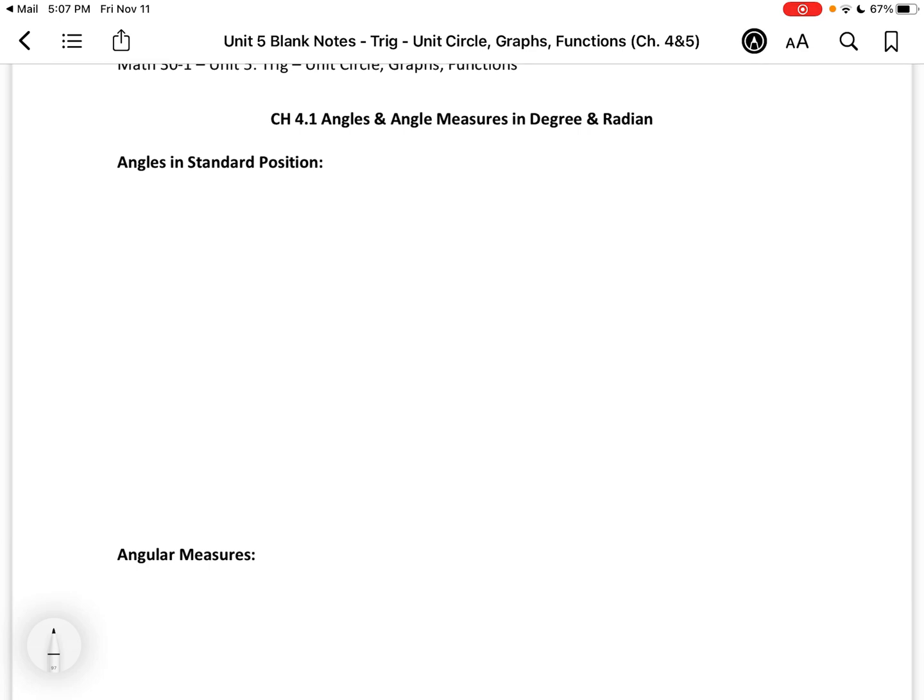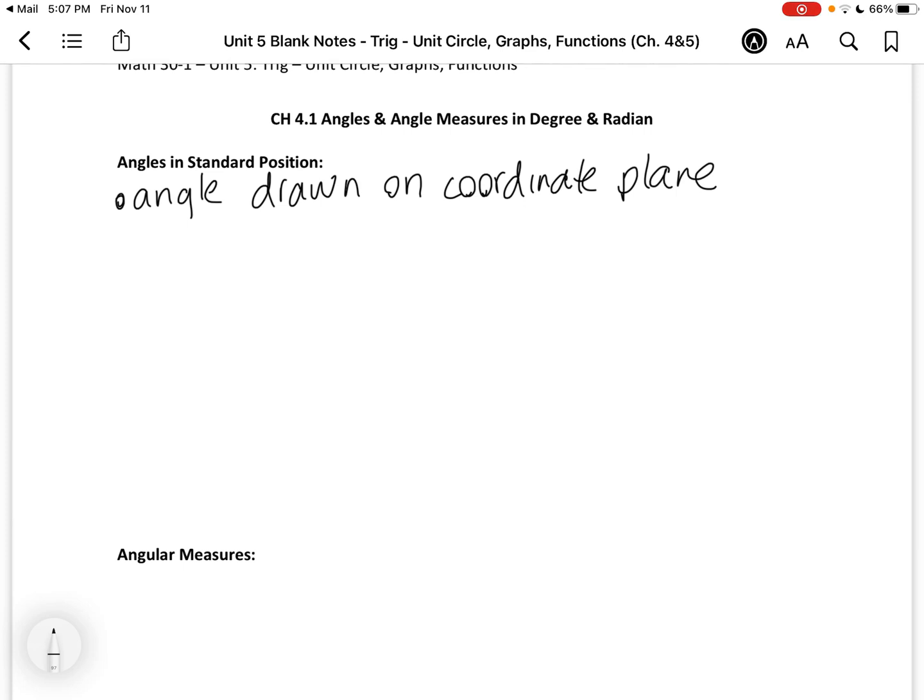Okay, so we're going to start out with a little bit of review from grade 11. I want to talk about what an angle in standard position is. It's essentially an angle that's drawn on the coordinate plane. Here's the coordinate plane, and here's our angle theta.